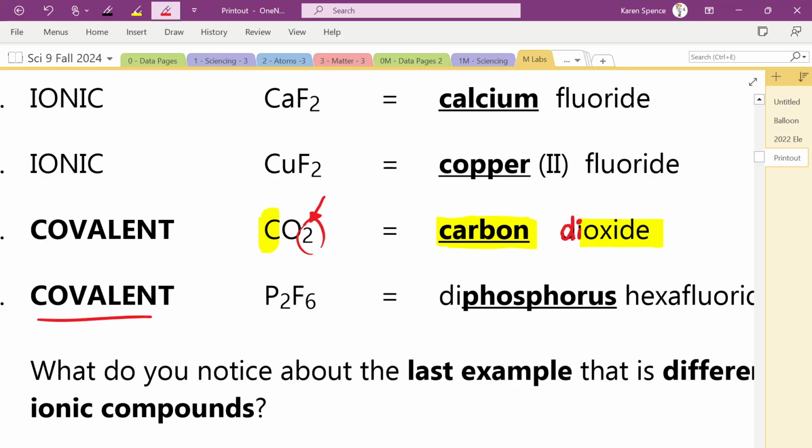This is also covalent. You'll notice we name. Why are you talking while I'm talking?